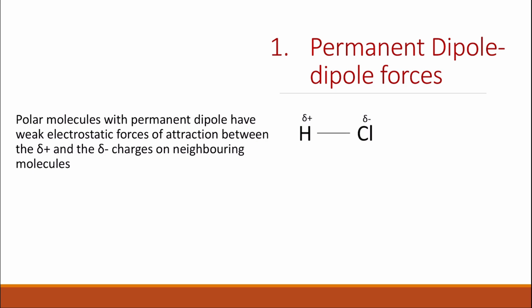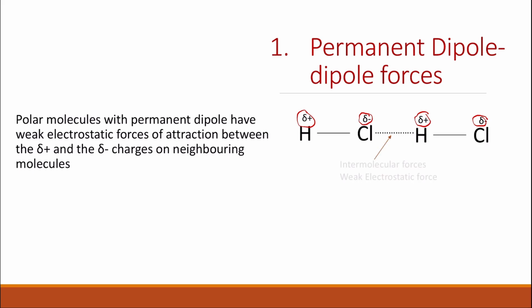It has a permanent dipole and a permanent polar bond, and there is a neighboring hydrogen chloride molecule where there is a partial negative charge on all of the chlorine atoms and a partial positive charge on all of the hydrogen. They will arrange themselves so that the partial negative charge of one chlorine is closer to the partial positive charge of a neighboring hydrogen of a neighboring molecule.